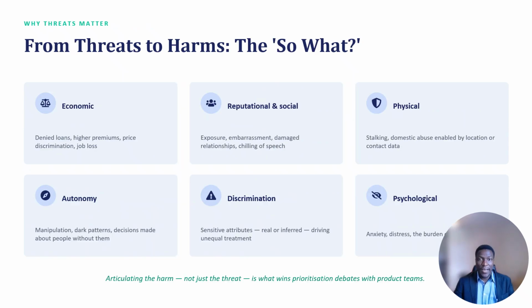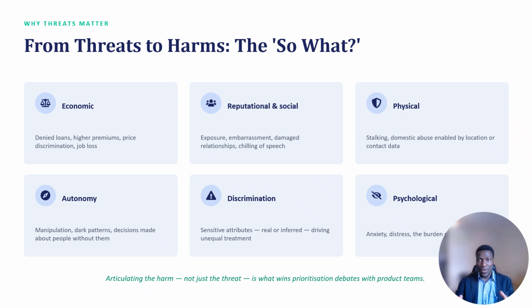Now, a threat generally is abstract, right? Until you can actually name the harm. Because the fact that there's a threat doesn't necessarily mean a harm exists. So the goal of identifying a threat is to also name clearly what the harm is.